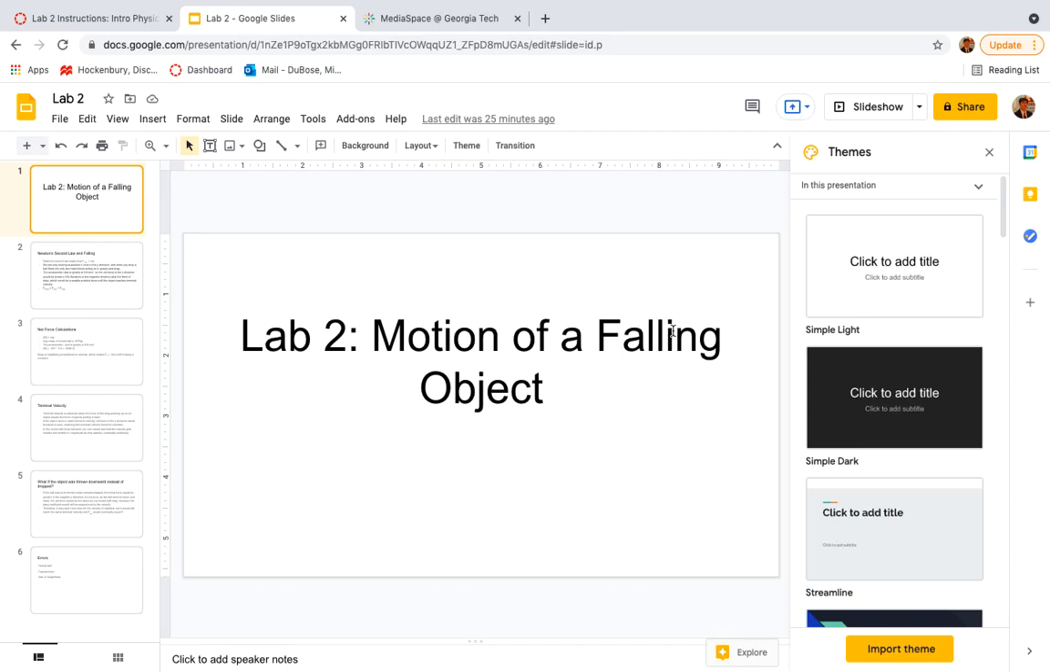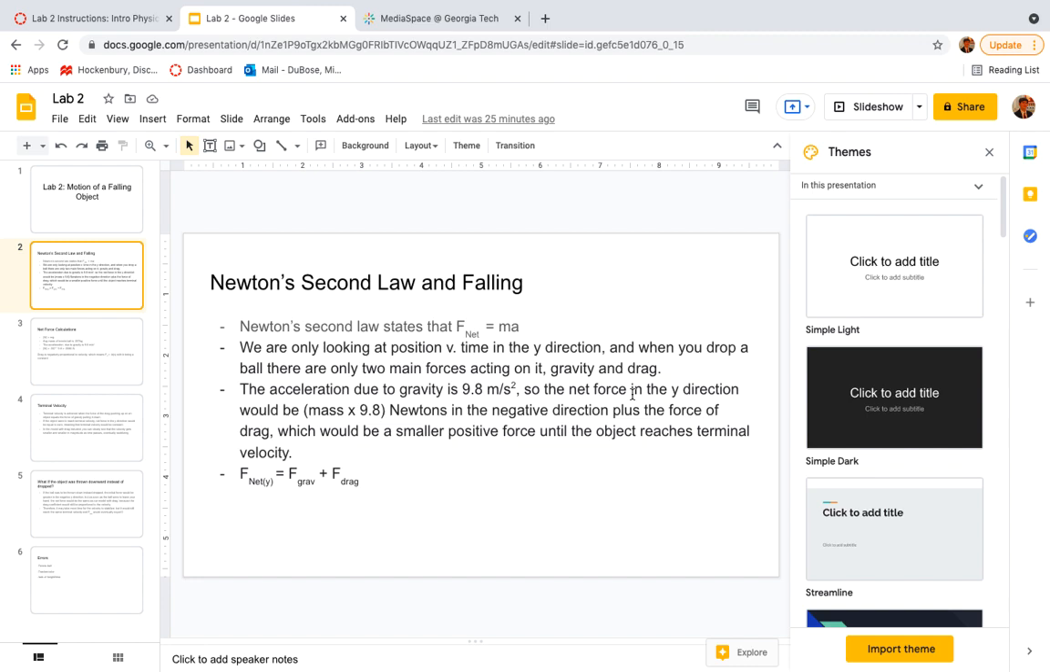For my second lab, I'll be talking about motion of a falling object. First of all, we need to revisit Newton's second law and how it pertains to falling. Newton's second law states that net force equals mass times acceleration. In this case, we're only looking for position versus time in the y direction, and when you drop a ball, there are only two main forces acting on it, which are gravity and drag.